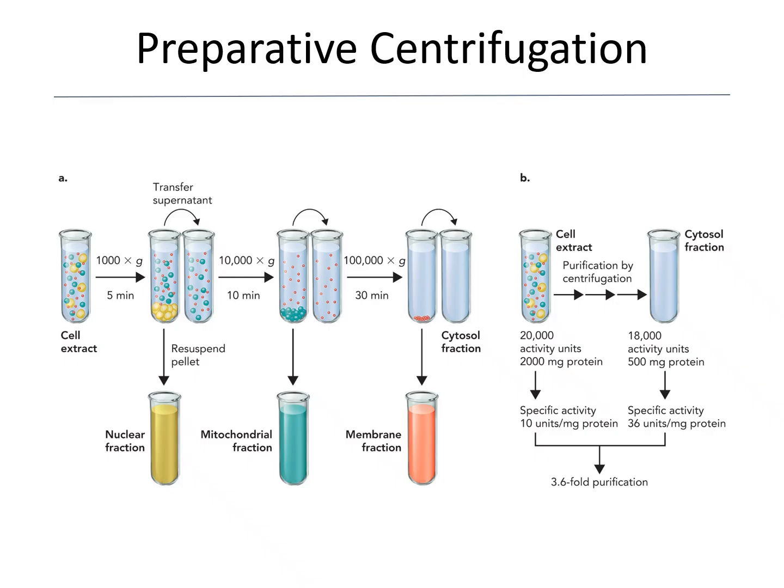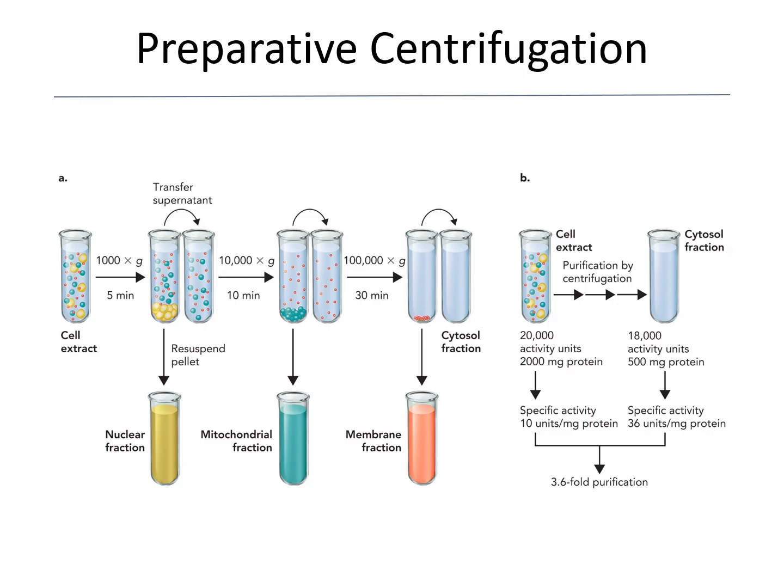Okay, so for example, the cell extract, and then the initial spin, you can spin down the nuclear fraction, and then you remove the supernatant to a fresh tube, and then apply a higher speed, 10,000 g for 10 minutes. Then you can pellet the mitochondria fraction, and then transfer the supernatant to another fresh tube, and then continue at an even higher speed, the highest speed, 100,000 g for 30 minutes. Then you can spin down the membrane fraction, and finally you have a cytosol fraction.